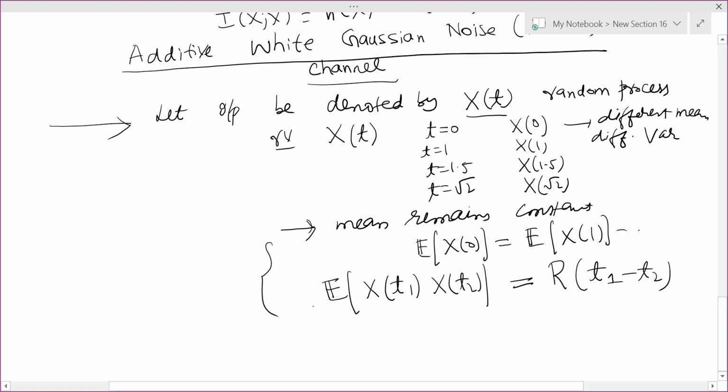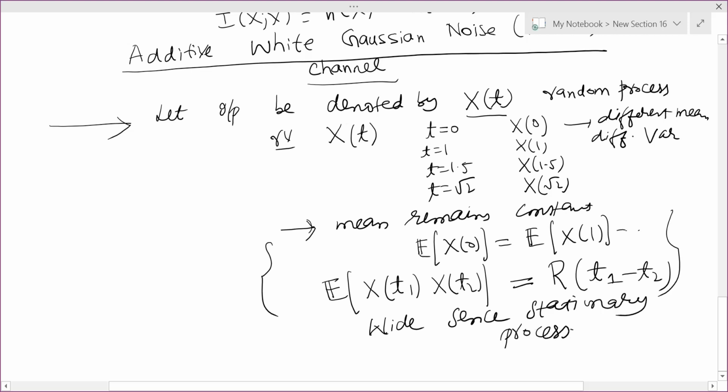These are the two assumptions we make about most of the random processes, and such random processes are called wide sense stationary processes. See the word stationary, why we use word stationary. If you see a general random process, at any point of time it can take any mean, any variance, any distribution. Now, rather than that, if you assume mean is constant and the correlation between random process at two different times, expected value of x of t1 x of t2, does not depend upon the absolute time, rather it depends upon the difference between the time interval. In some sense it appears to be stationary, right? Not dynamic. That is a reason for it.